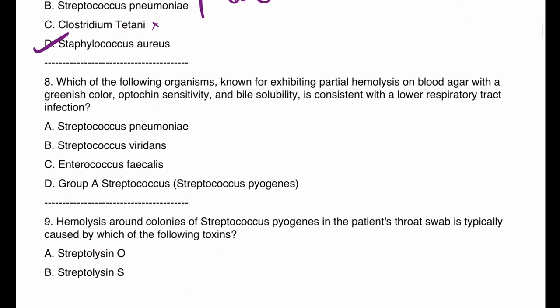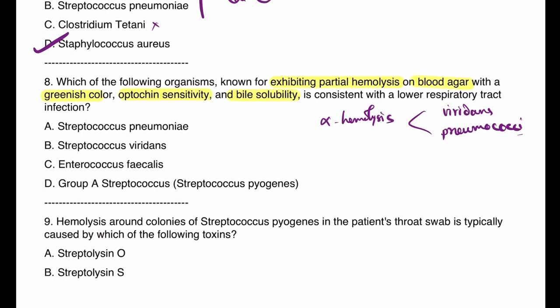Next question, which of the following organisms is known for exhibiting partial hemolysis on blood agar with a greenish color, and optochin sensitivity and bile solubility is consistent. So they are asking about a strep which is alpha hemolytic, and alpha hemolysis is shown by the viridans group or non-viridans, that is pneumococci.